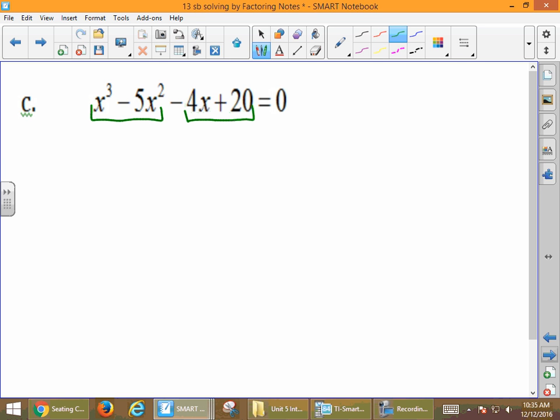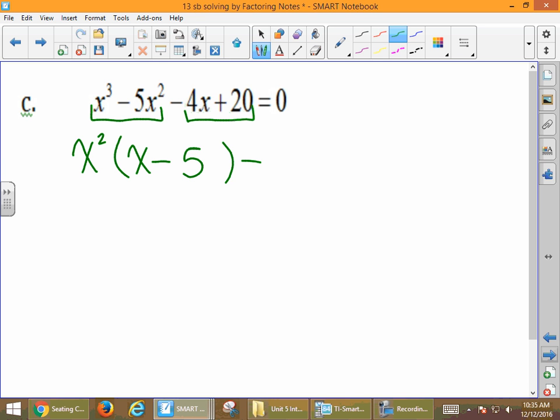What's the GCF of our first group? Well, it's the smallest exponent, it's x squared. And then we factor out an x squared. We had 3 x's, we took out 2, we got 1. 5x squared divided by x squared is 5. We had 2 x's, we took them both out.